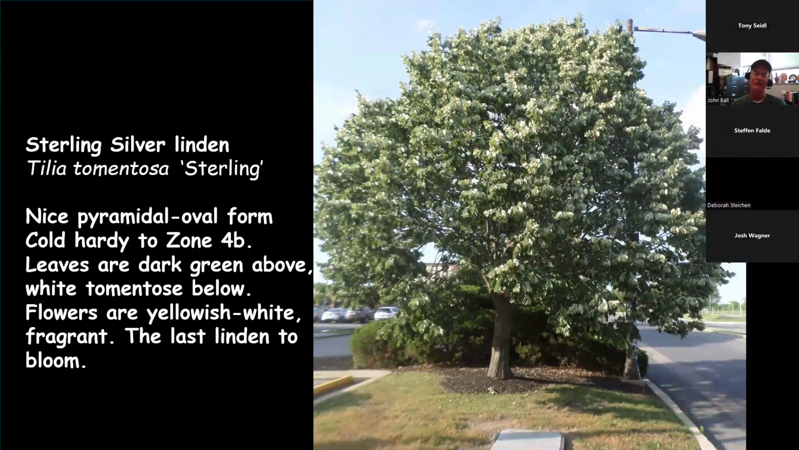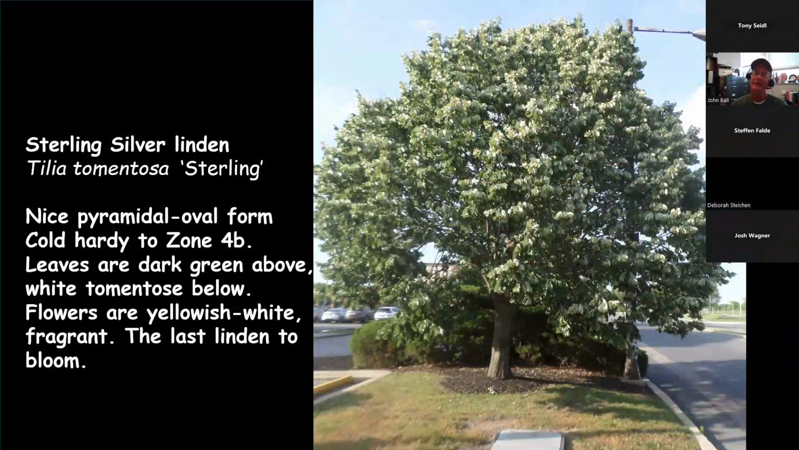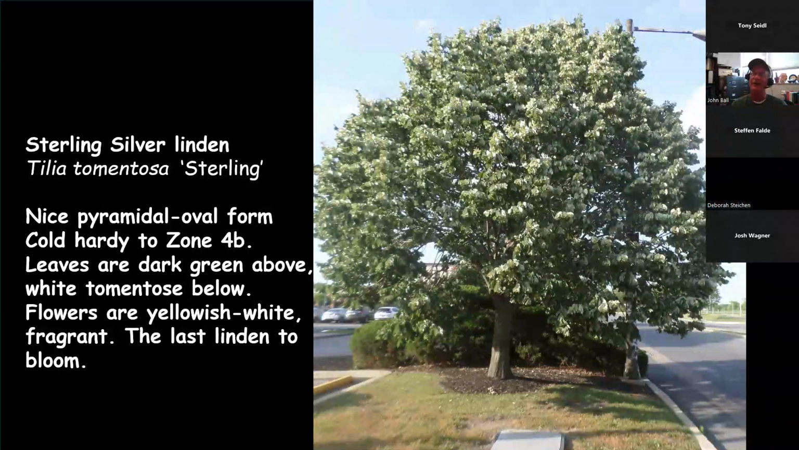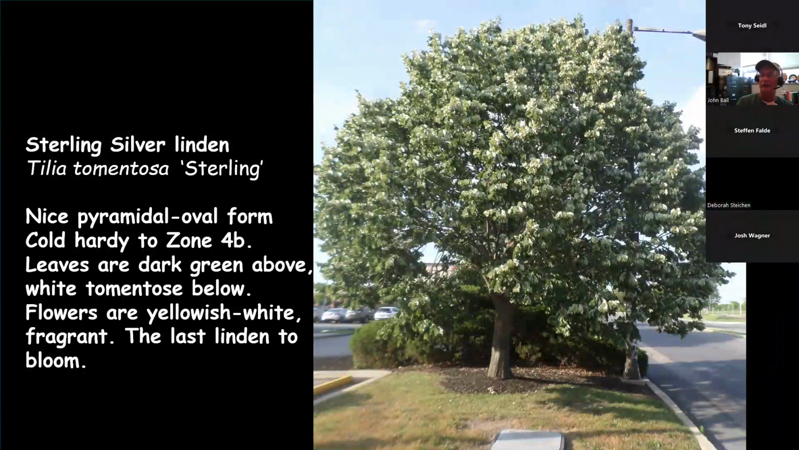But this is the Sterling Silver linden. It's a tomentosa. And what I like about it is look at the leaves. White underside, dark green top. In the wind, oh my gosh, that color change is just as pretty as could be. It's the last linden to bloom too, by the way. So it's often blooming really at the end of June, almost a 4th of July tree, if you will.